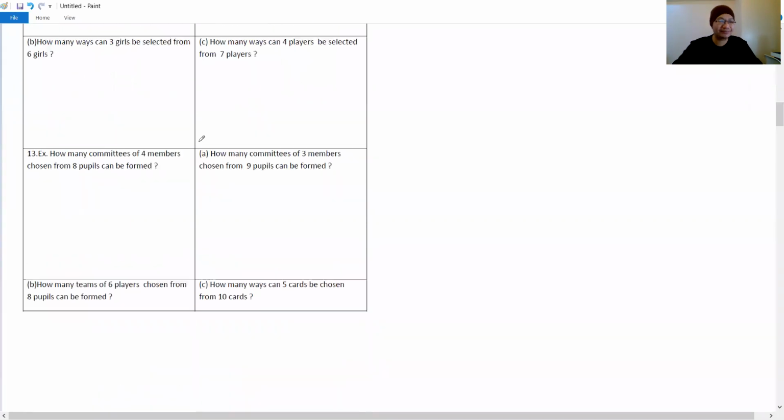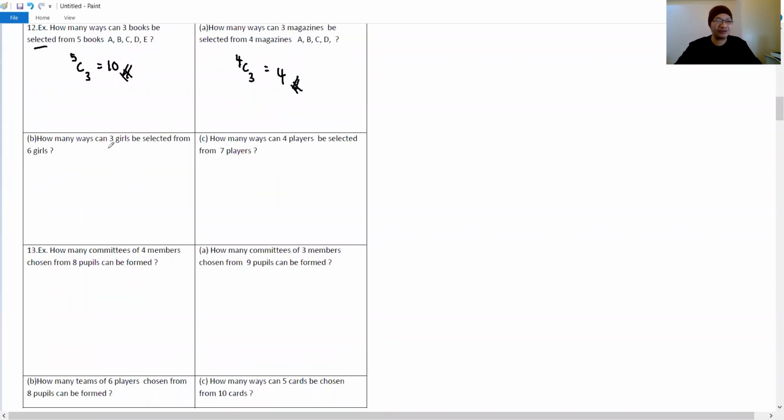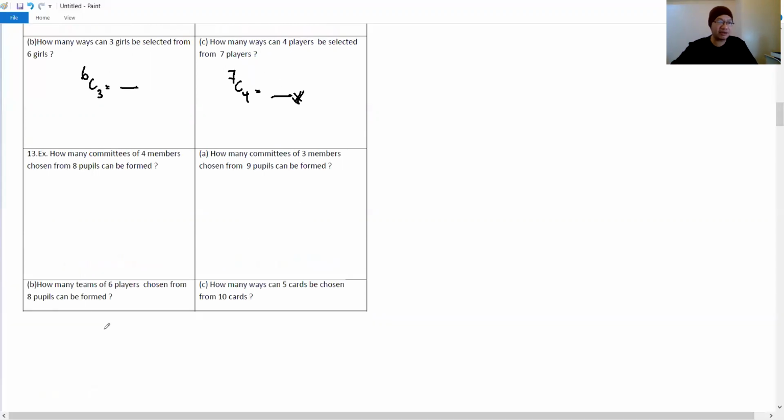All right, next. How many ways can 3 girls be selected from 6 girls? Very straightforward. 6C3, then you get the answer. And this one, 7 available players, you want to choose 4. So 7C4, and then you find the answer. How many committees of 4 members chosen from 8 pupils can be formed? Available pupils is 8, we want to choose 4. So 8C4, straightforward.